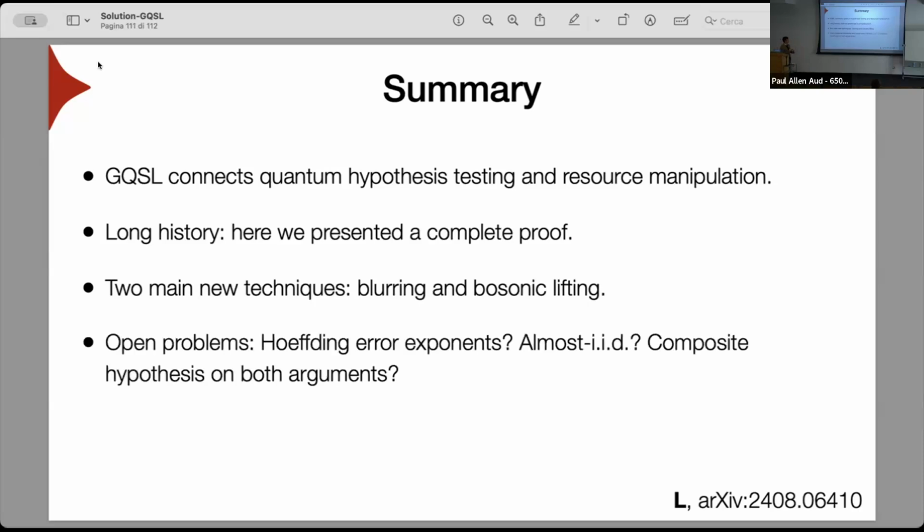But there are other open problems that are more difficult. For example, Hoeffding error exponents, or the case where you have an almost IID source, and also when you have a composite hypothesis in both arguments. These are all very mysterious so far. And with that, I thank you.